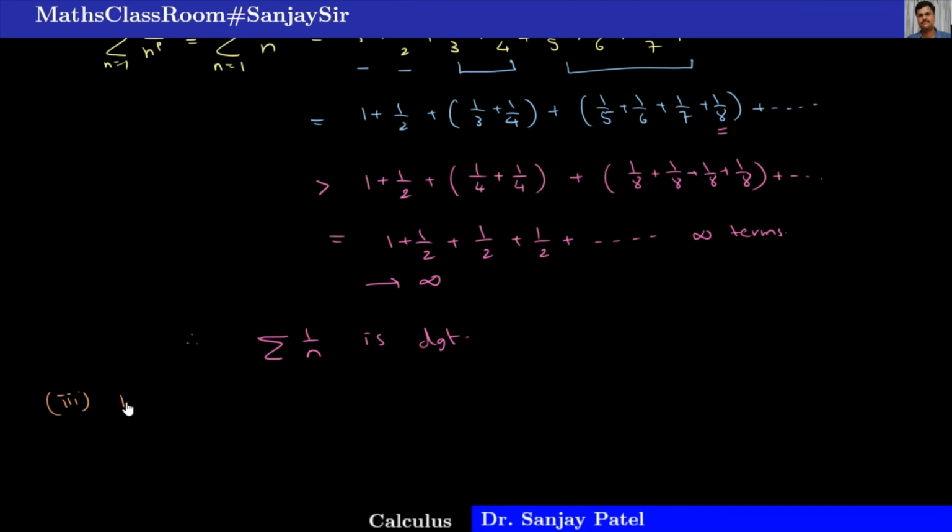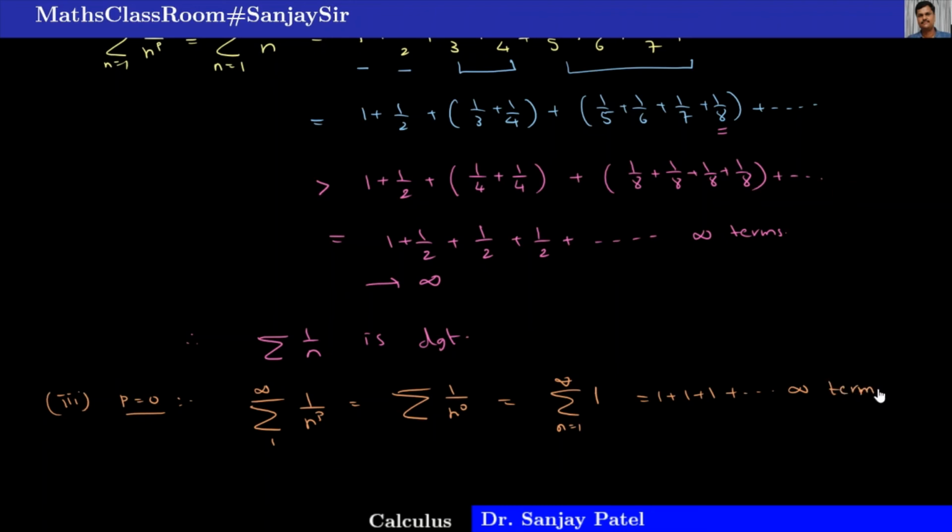For p equal to 0, what we'll get is sigma 1 upon n raised to p, 1 to infinity, becomes sigma 1 upon n raised to 0, which is nothing but sigma 1, n is equal to 1 to infinity. That is 1 plus 1 plus 1 plus 1 infinite times. It is an infinite number of terms like this. So this tends to infinity, and therefore we can say that sigma 1 upon n raised to p is also divergent for p equal to 0.